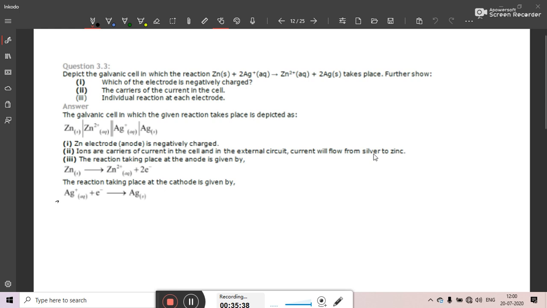And number 3 is the individual reaction at each electrode. The reaction taking place at the anode is Zn gives Zn2+ plus 2 electrons. And the reaction taking place at the cathode is Ag+ plus electron gives Ag.